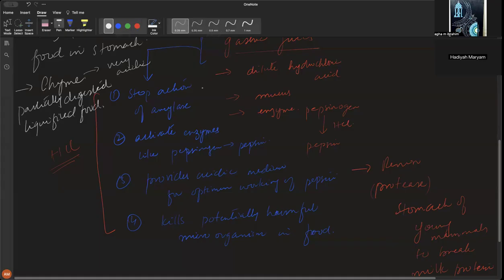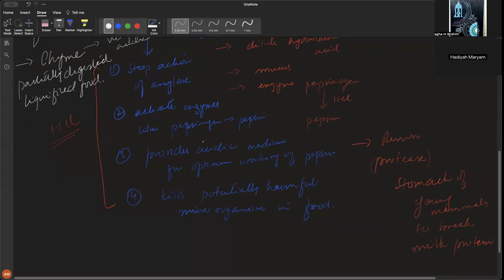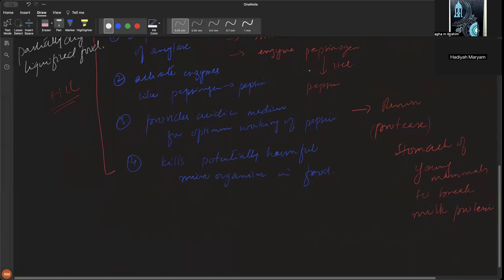Is this clear? Any queries? No. From here onwards we are going to be doing the small intestine in the next class. All right.